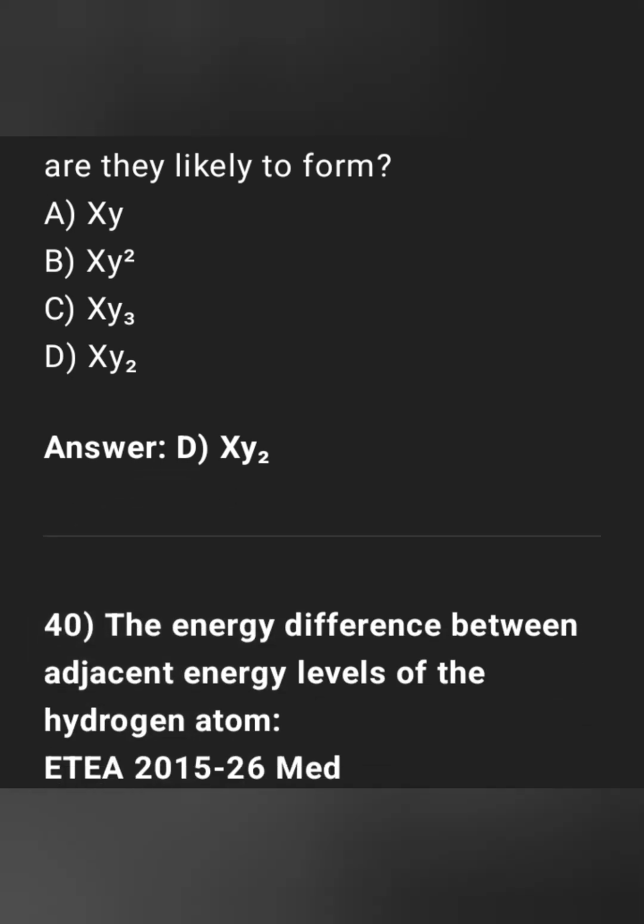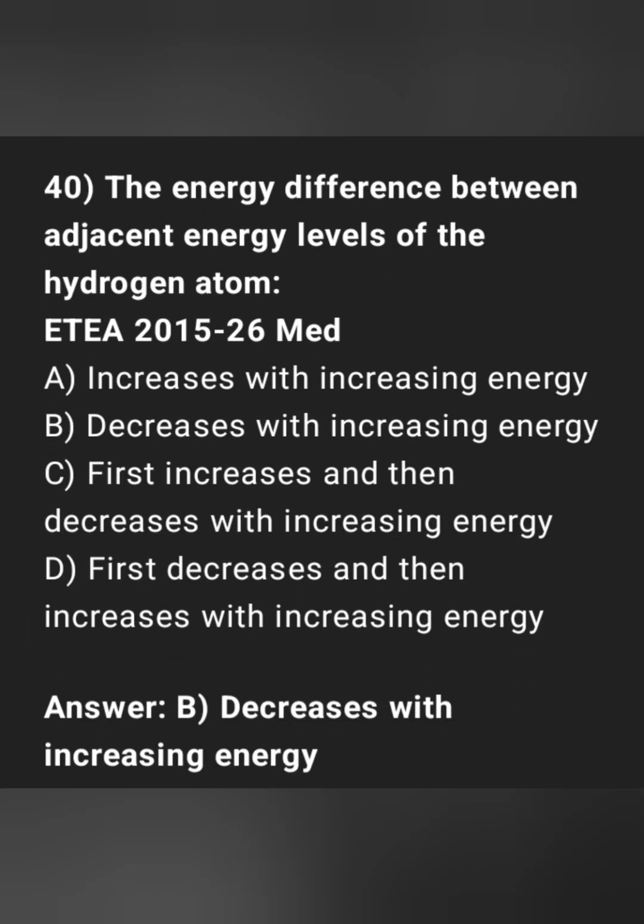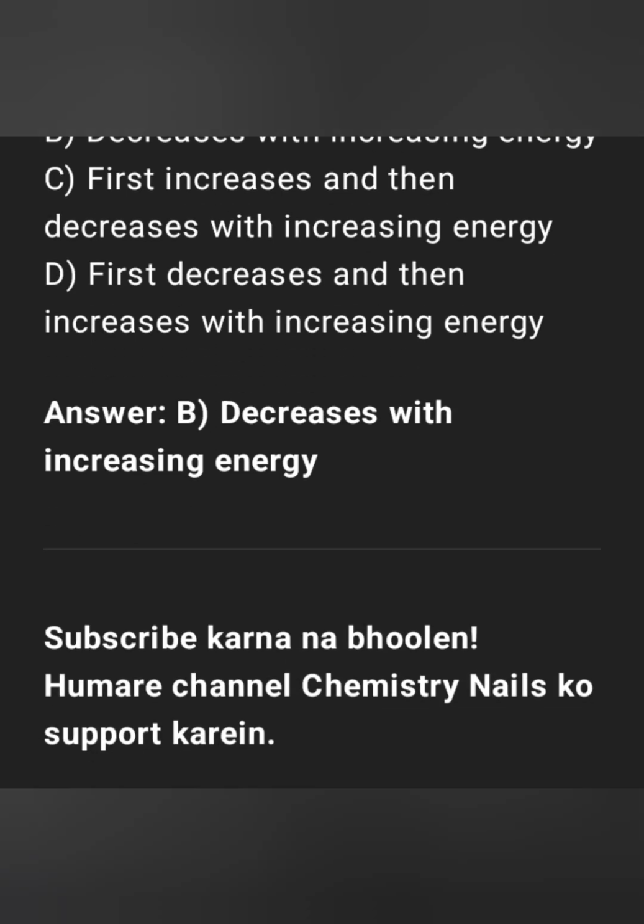40. The energy difference between adjacent energy levels of the hydrogen atom, ETEA 2015 Med: A. Increases with increasing energy. B. Decreases with increasing energy. C. First increases and then decreases with increasing energy. D. First decreases and then increases with increasing energy. Answer: B. Decreases with increasing energy.